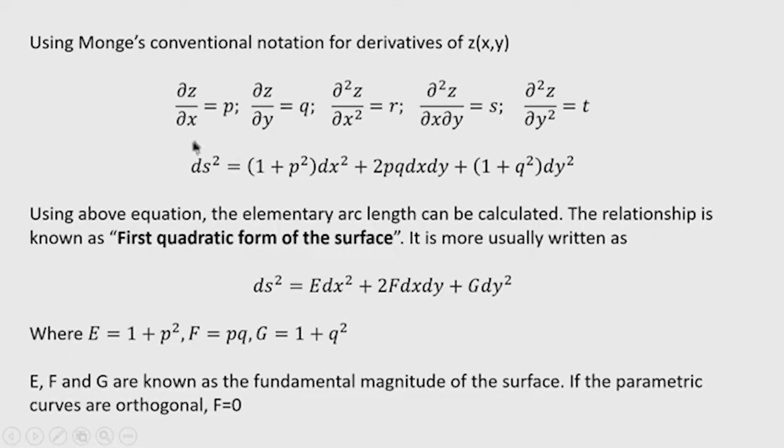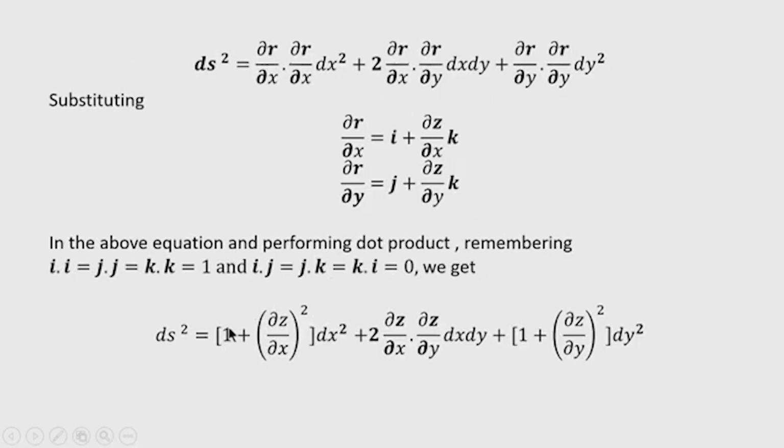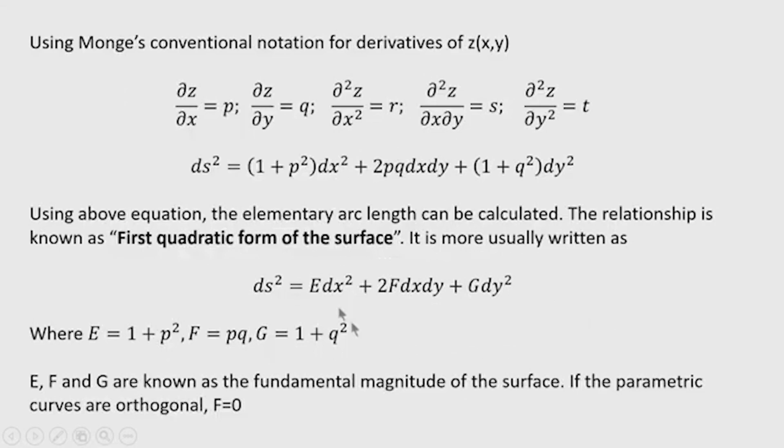So, therefore, ds square that we previously obtained as 1 plus del z by del x square, now it can be written as 1 plus p square into dx square plus 2 into p q dx dy plus 1 plus q square dy square. Expressing it in this form is known as the first quadratic form of the surface.